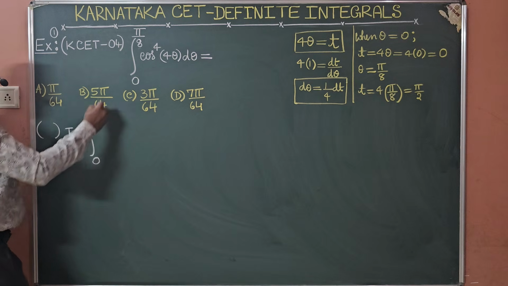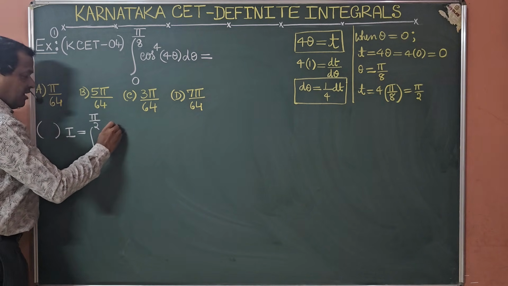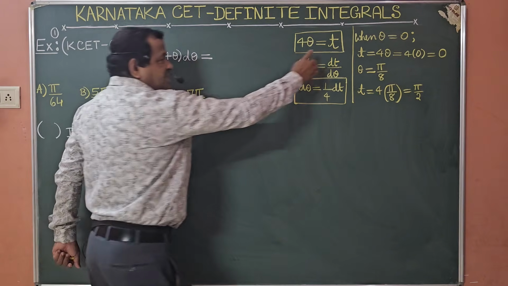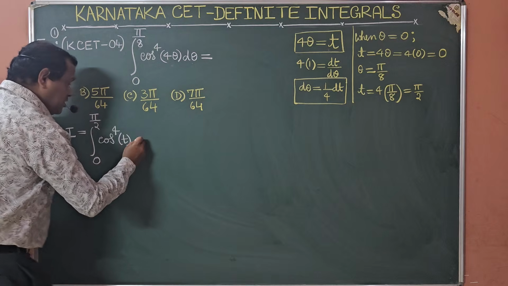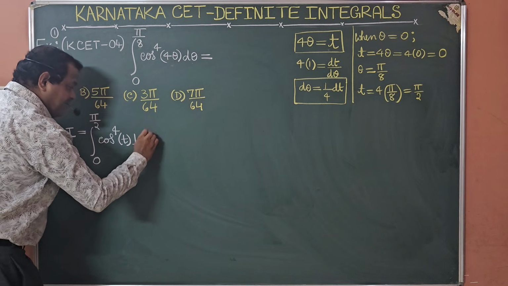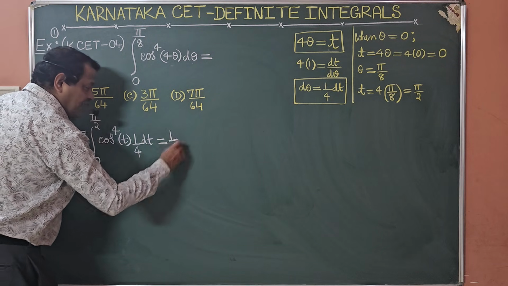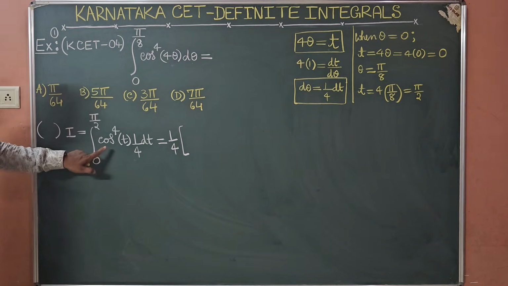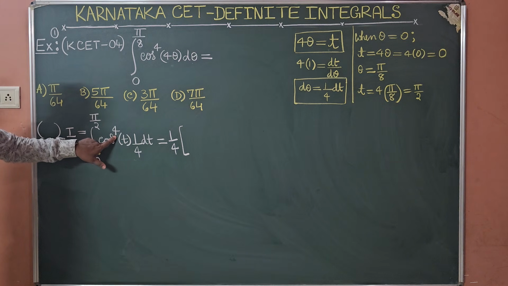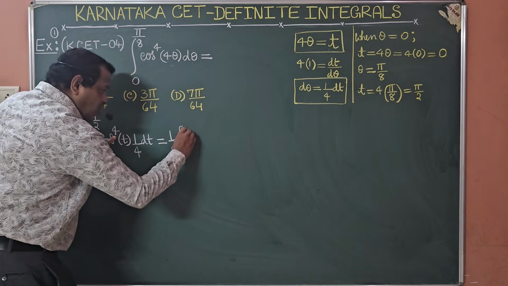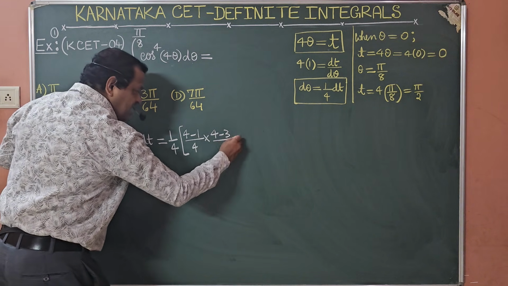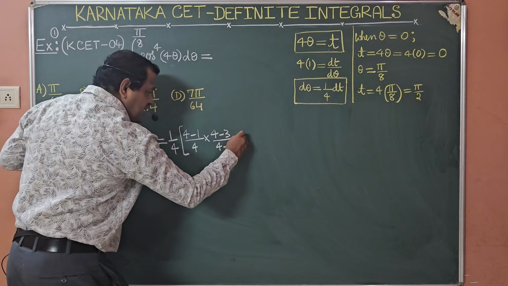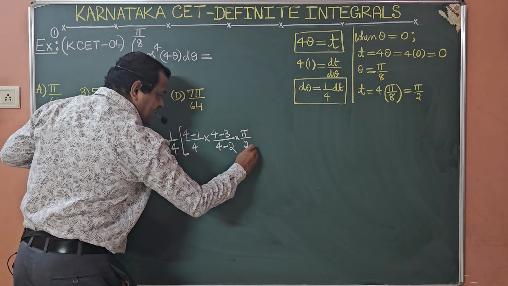And coming back to the integrand, cos function same, power 4 same, but 4 theta is t. This is t, and d theta, see 1 by 4 into dt. Thus 1 by 4 out, and to this apply the reduction formula which I had given already, and the power is even. Therefore, it should begin with 4 minus 1 by 4 into 4 minus 3 by 4 minus 2 into then pi by 2 to wind it up.